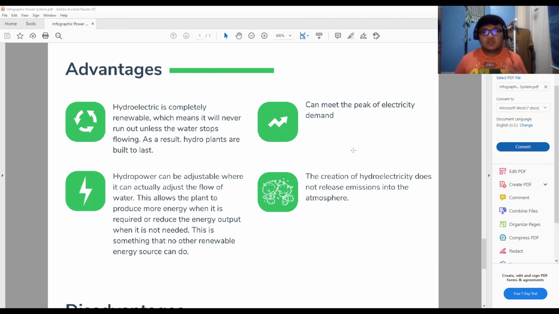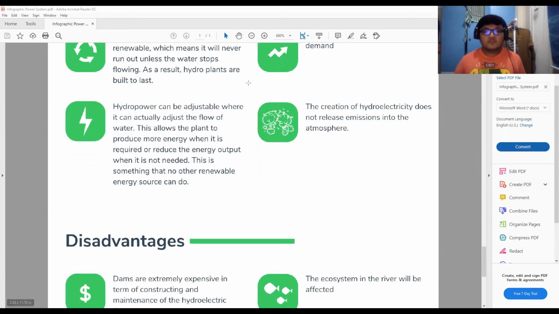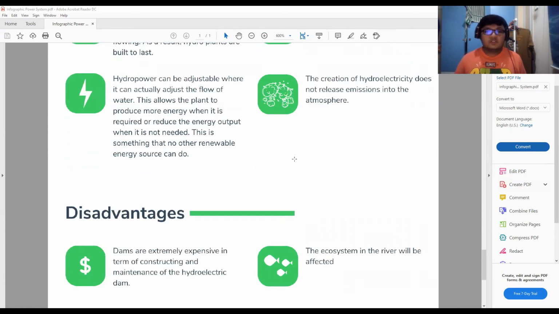Third, it can meet the peak of electricity demand. And last but not least, the creation of hydroelectricity does not release emissions into the atmosphere. So we move on to the disadvantages.